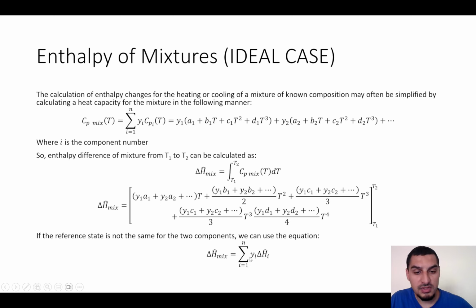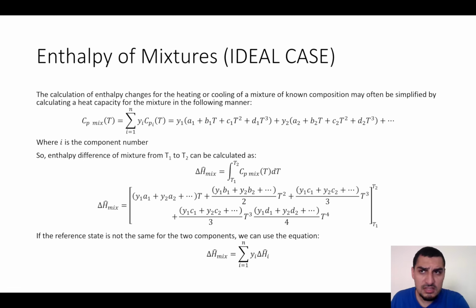So delta H hat of the mixture equals delta H hat of each one of the components multiplied by Yi. And we said before that the enthalpy difference is independent of the reference state. So you can calculate each one of the delta H's of the components separately using a different reference state, and then get the delta H of the mixture using this relation. But this relation is only valid under the condition of having the same reference state.